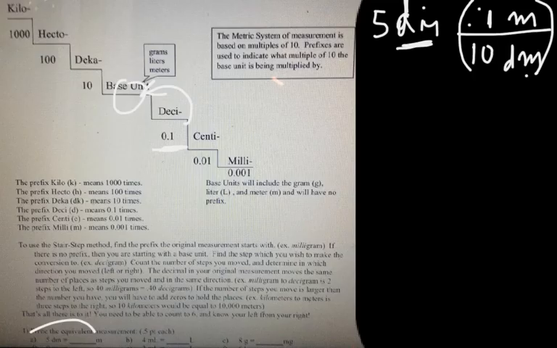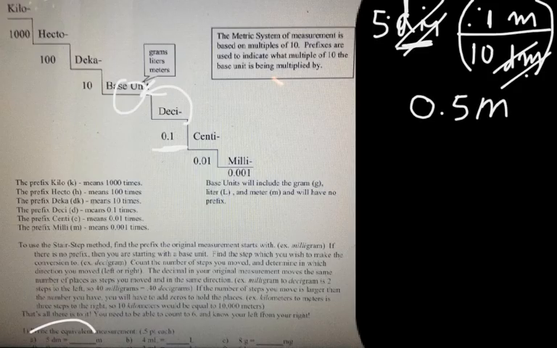And you just do the math. You cancel your decimeters out. It's 5 times 1, so 5 times 1 is 5, divided by 10. It will be 0.5 meters, and that's your final answer. You're done. Once again, if you did the moving the decimal place method, you'll get the same answer. But they want you to practice using conversion factors, where in this case, the larger value will get the 1. We'll do one more.